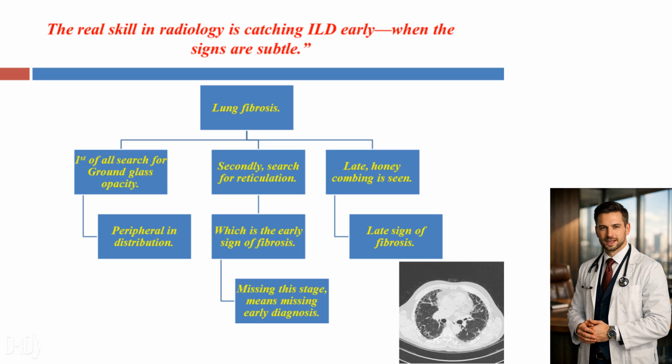We can summarize lung fibrosis in the following steps. First of all, search for ground glass pattern opacities, which should be peripheral in distribution. Secondly, search for reticulation, which is the early sign of fibrosis, bearing in mind that missing this stage means missing early diagnosis. Late in the disease, honeycombing is noted, which is the late sign of lung fibrosis. The real skill in radiology is catching interstitial lung disease when the signs are subtle, before its transformation into lung fibrosis.